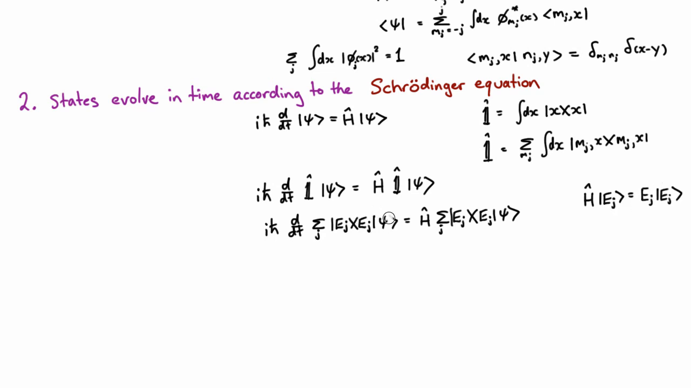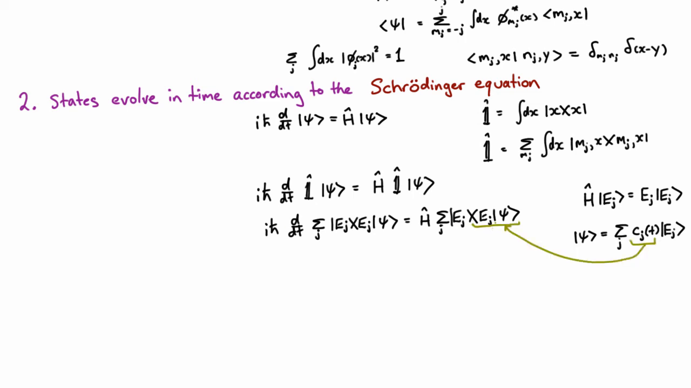Now this bracket here, this inner product, is just a number. It's a number that depends on J and it depends on the state. And this is precisely the coefficient of the EJ state. So we could say that, in other words, we can expand our time-dependent state in terms of these time-dependent coefficients, and these coefficients here are exactly this inner product here.